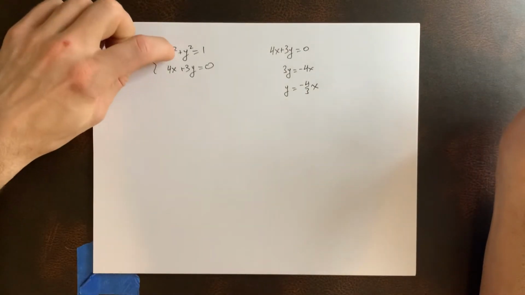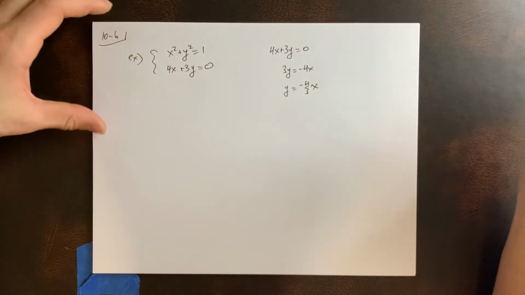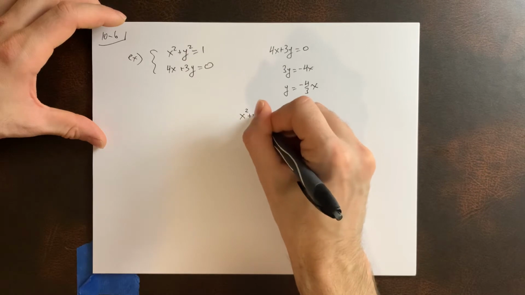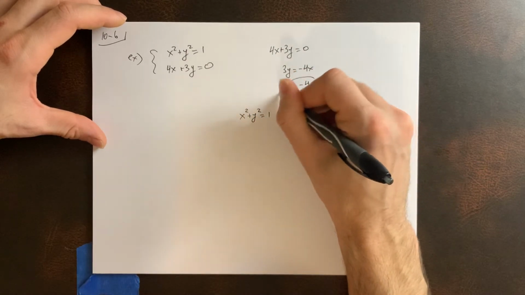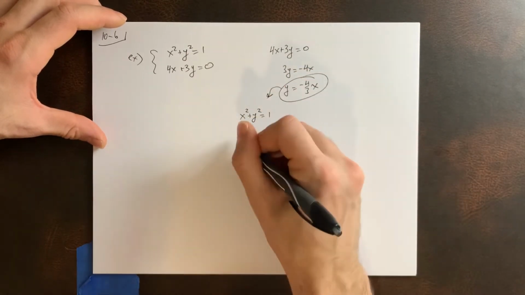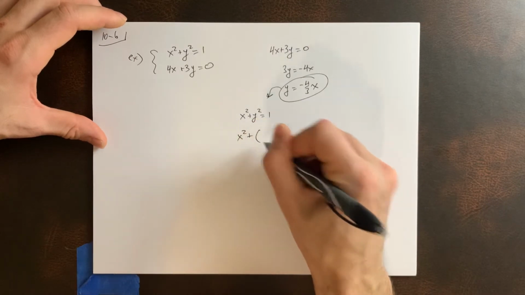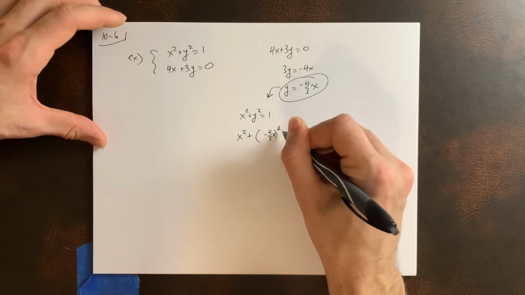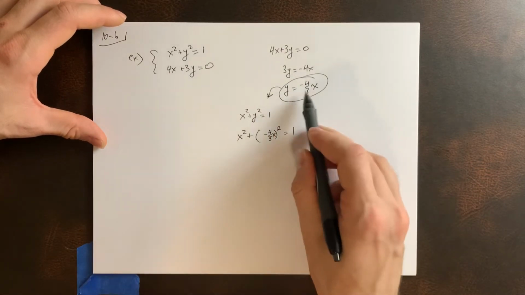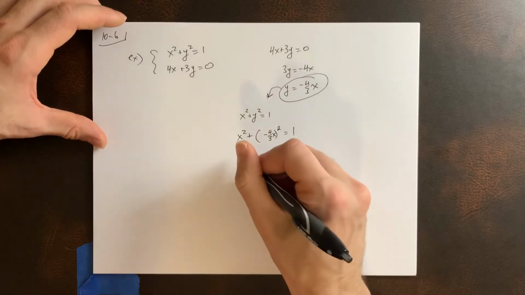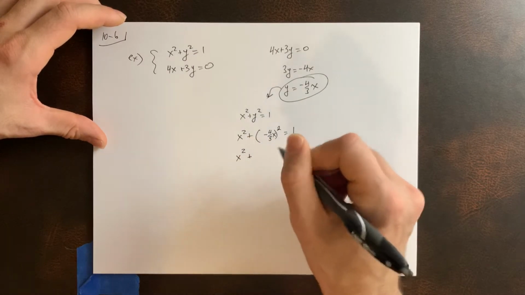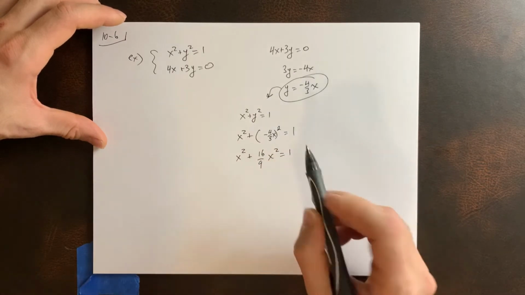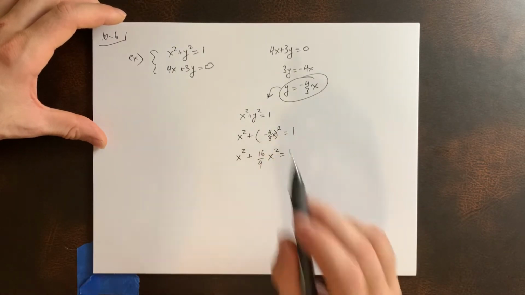Now we're going to take our complicated equation, x squared plus y squared equals 1, and plug this y in here. So we get x squared plus minus 4 over 3 x, squared, equals 1. All we're doing is replacing y with minus 4 over 3 x. This is the same thing as x squared plus 16 over 9 x squared is equal to 1. Remember, we're getting rid of the minus sign because we're squaring it.